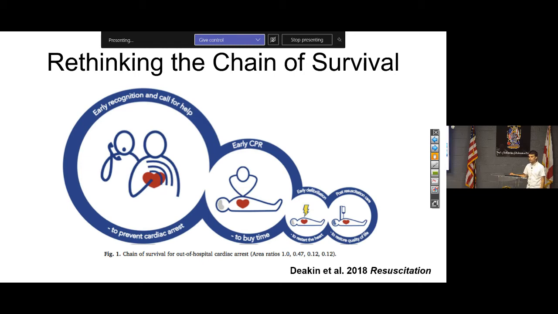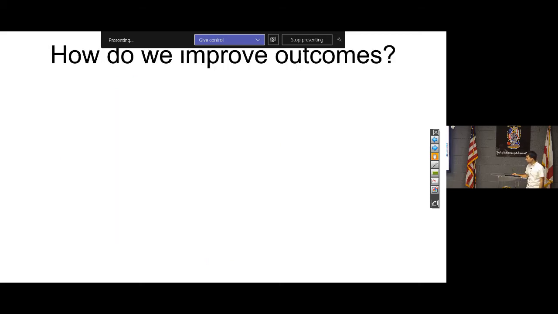Sure. And when we look at the places in the country and the world that have the highest outcomes, what do they have in common? They have robust telephone CPR programs, so dispatch-assisted CPR that doesn't ask the bystander, do you know CPR? They instruct them to do it right away. And then also highly educated bystanders who are able to recognize arrest, use an AED, and perform high quality CPR.